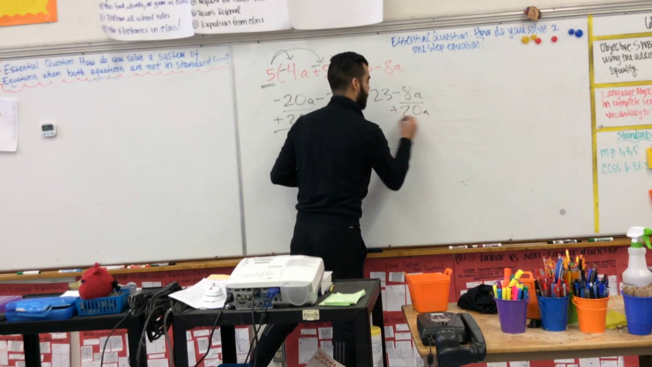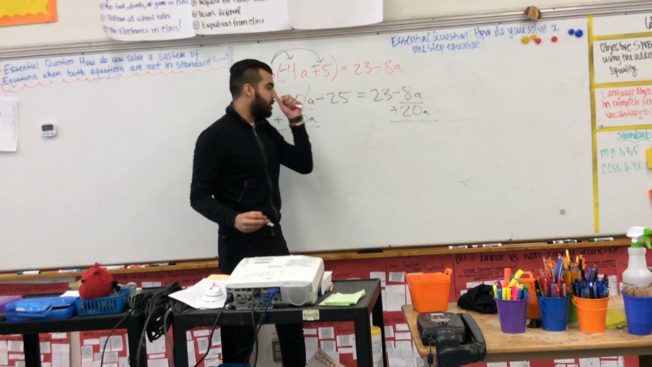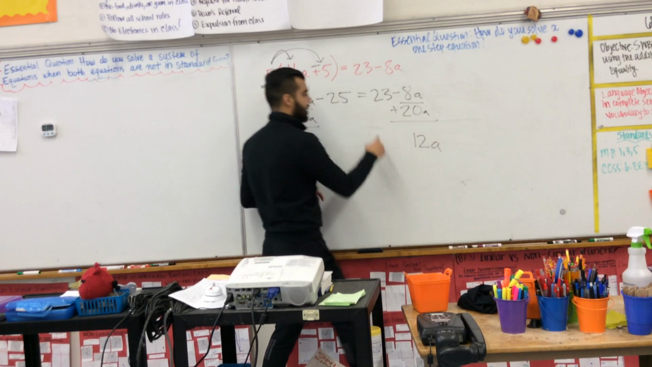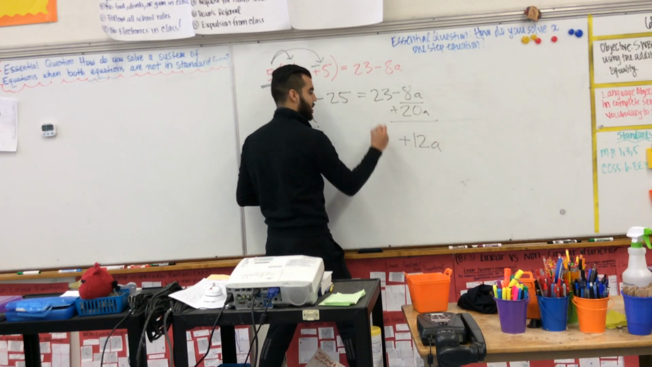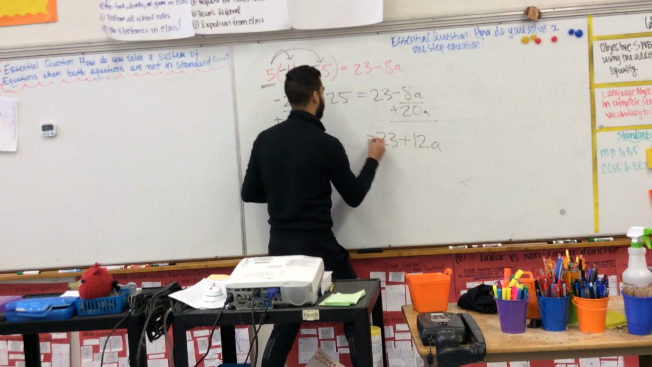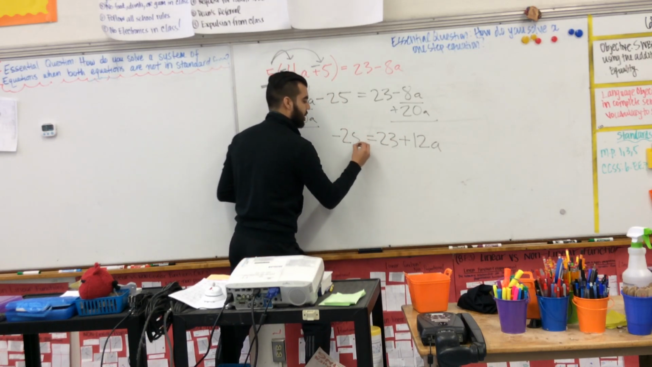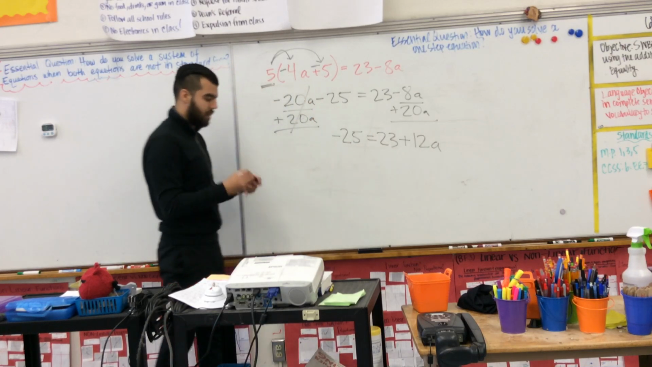Plus 20a. This eliminates. Different sign, subtract. 20 minus 8 is 12, so we get a 12a. Drop the 23, and this is positive, so we put the plus sign. Drop the 23 equals, and then drop the negative 25. Notice how I'm bringing down the negative too, since it's part of the 25.